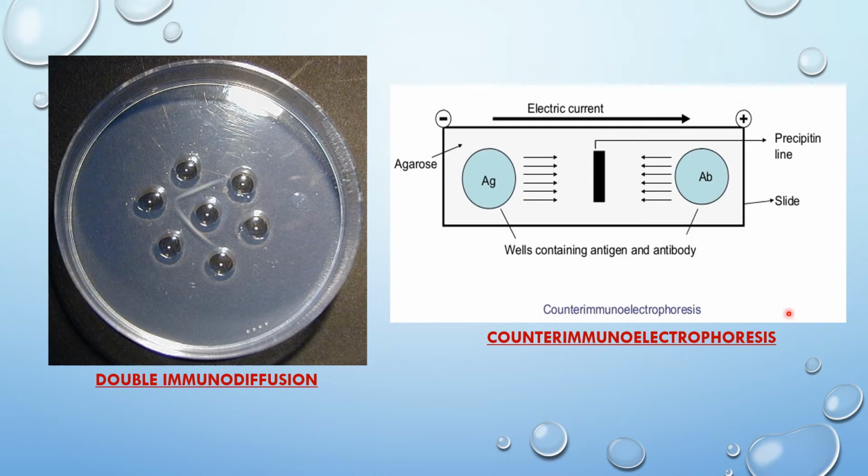This is counter immunoelectrophoresis. This is a 1% agarose gel, and in this well antigen is there, and in this particular well we take antibody. Then electric current is passed, and wherever antigen and antibody meet each other at the zone of equivalence, a precipitation line or band formation will be there. This is the principle of counter immunoelectrophoresis.